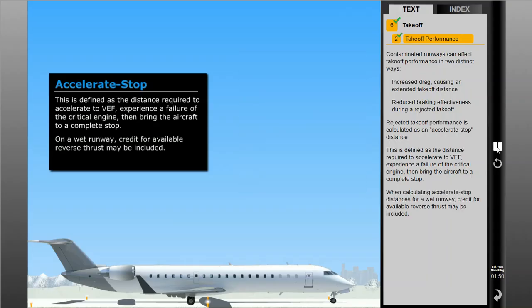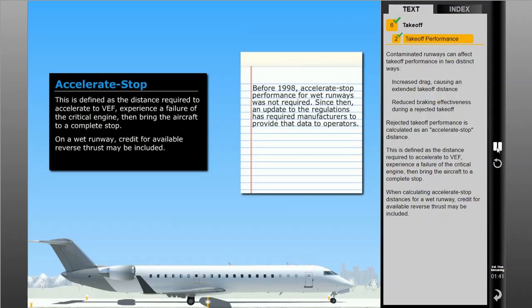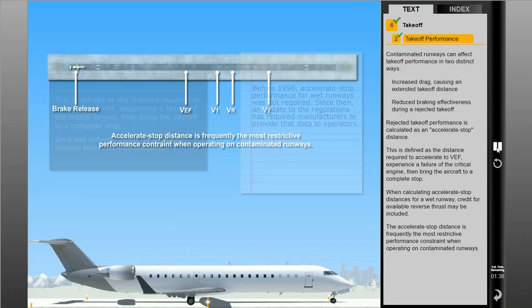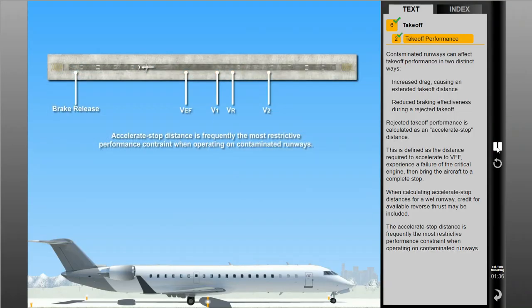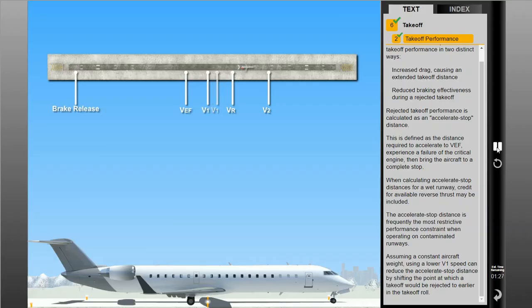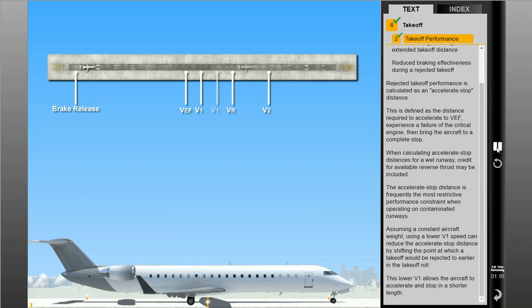When calculating accelerate-stop distances for a wet runway, credit for available reverse thrust may be included. The accelerate-stop distance is frequently the most restrictive performance constraint when operating on contaminated runways. Assuming a constant aircraft weight, using a lower V1 speed can reduce the accelerate-stop distance by shifting the point at which a takeoff would be rejected to earlier in the takeoff roll. This lower V1 allows the aircraft to accelerate and stop in a shorter length.